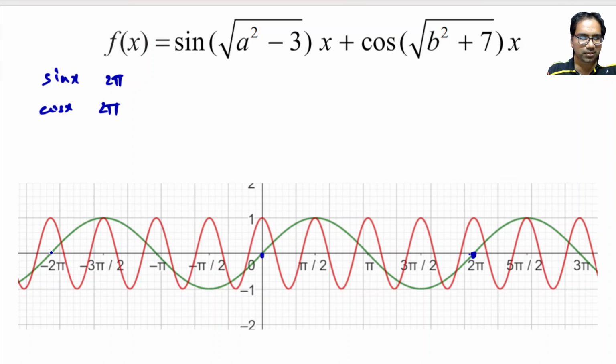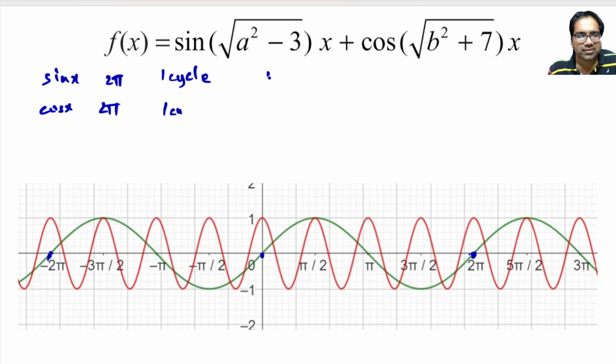Likewise, see, minus 2 pi to 0 is one full cycle, and 0 to 2 pi is another full cycle. Again, 2 pi to 4 pi is another full cycle. Likewise, it will complete one cycle in 2 pi units. Similarly, cos also will complete one cycle in 2 pi units.